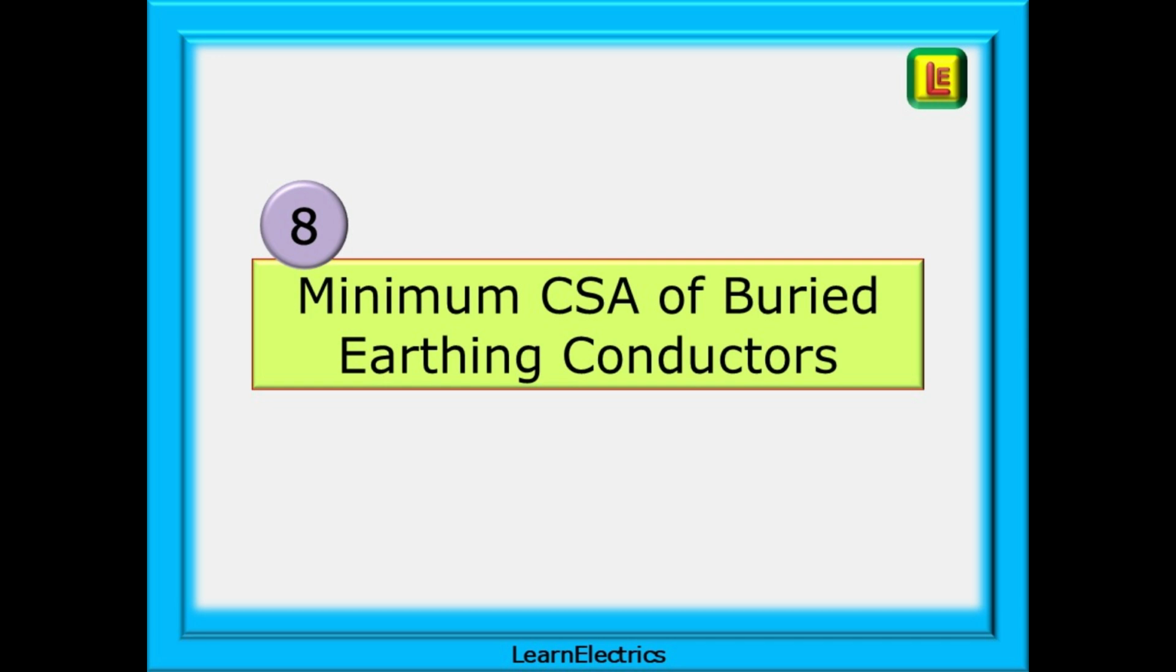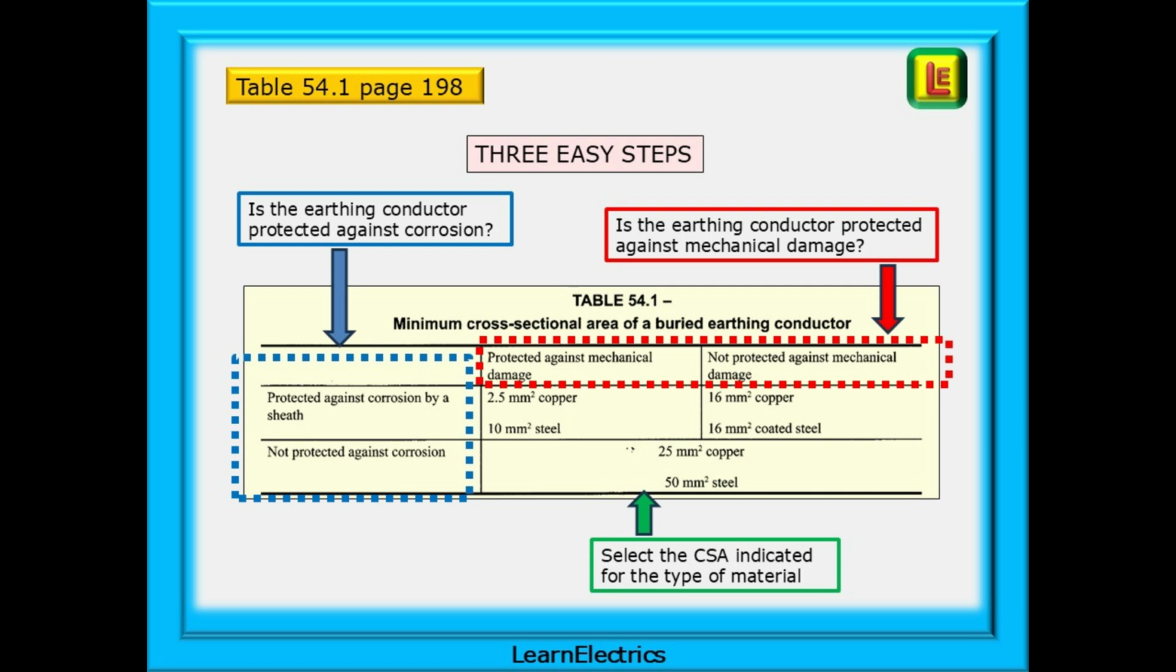Now for number 8, another group of tables. What is the minimum CSA of buried earthing conductors? Starting with Table 54 on page 198, we can see that there are only 3 easy steps needed to finding the minimum cross-sectional area for a buried earthing conductor. Decide on the level of protection against corrosion, and do the same thing for mechanical protection. Decide on the type of material, copper or steel, and then select the CSA of the earthing conductor.